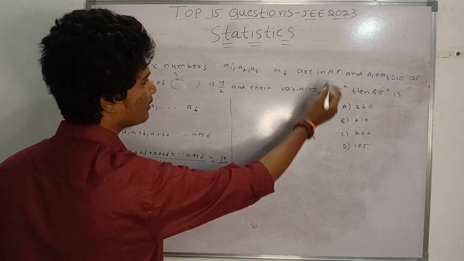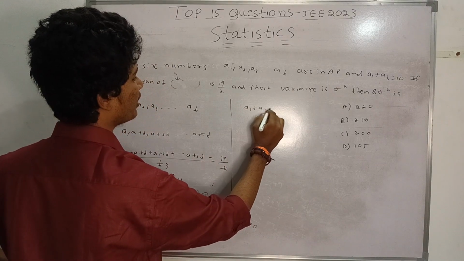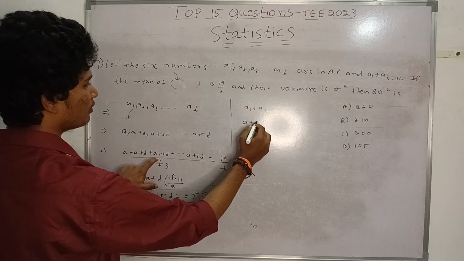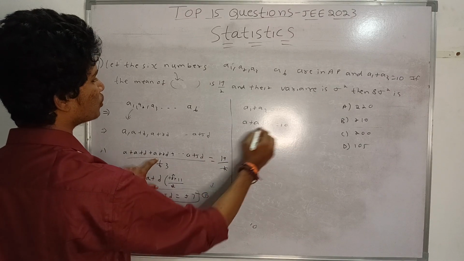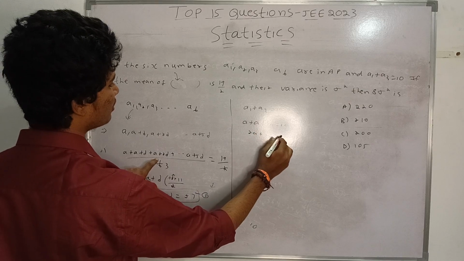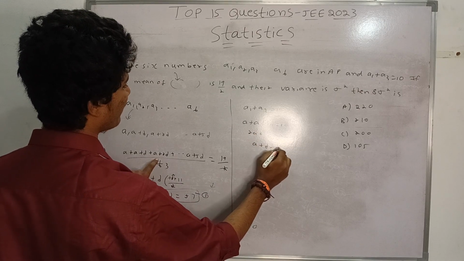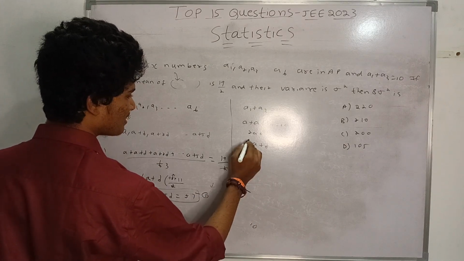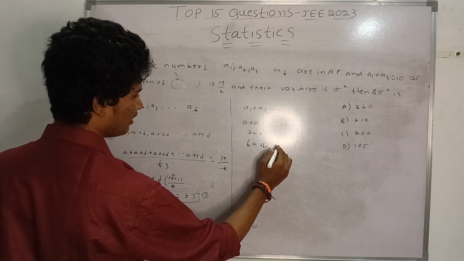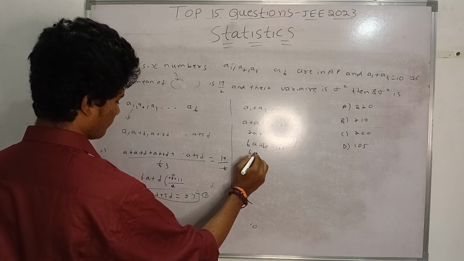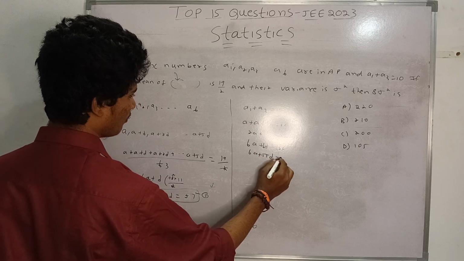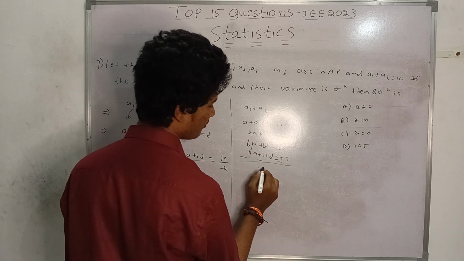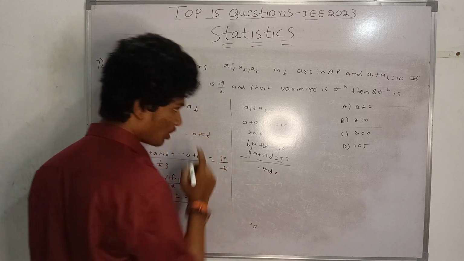And the next equation we can get from A1 plus A3 equal to 10. What is A1? A1 is A. What is A3? A plus 2D equal to 10. So it is 2A plus 2D equal to 10. So simply A plus D equal to 5. So we can solve these two equations. When we multiply by 6 here, it will become 6A plus 6D equal to 30, and 6A plus 55D equal to 57. Simply I can subtract this. When I subtract this, we will get minus 49D equal to what?